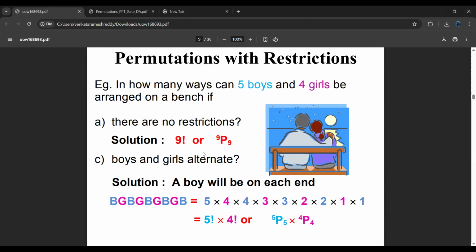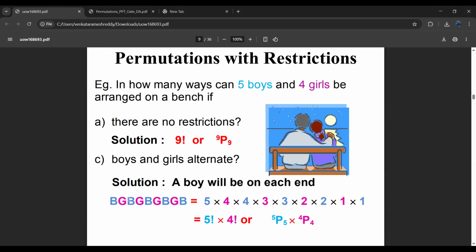If boys and girls are alternate, suppose one boy and one girl should sit alternately, then in how many ways can you seat them? So there are five boys and four girls. So you can see one boy, one girl, one boy, one girl, and so on. The boys are arranged in positions one, two, three, four, five. These five positions can change, so this boy will replace this one, and this one will be replaced with that. Like that, these five boys can change and the order also matters. That's why it is 5 factorial, into next one.